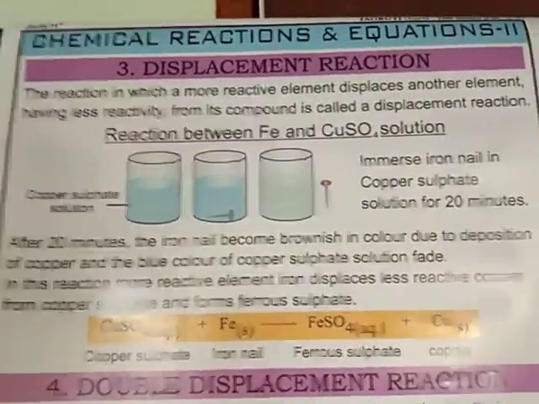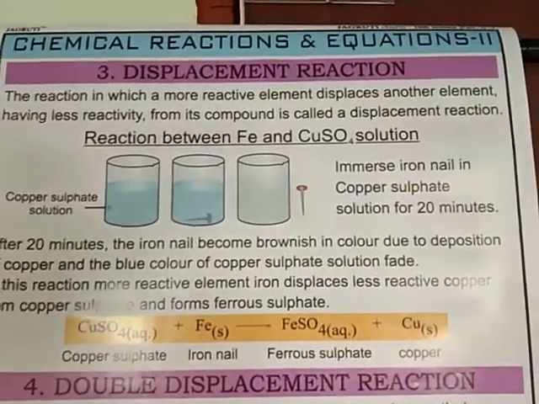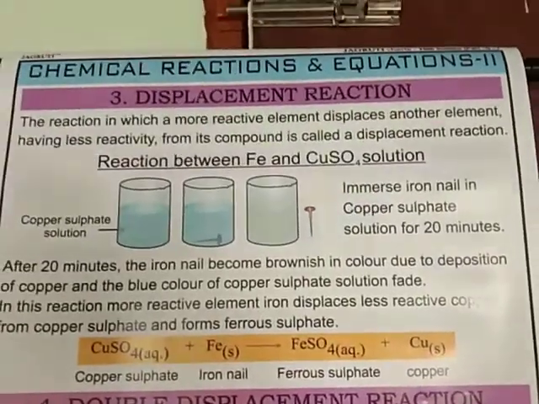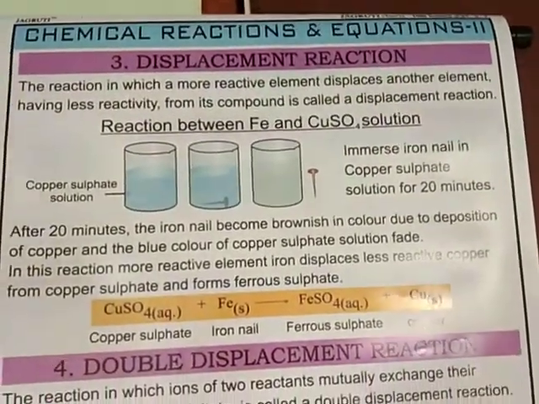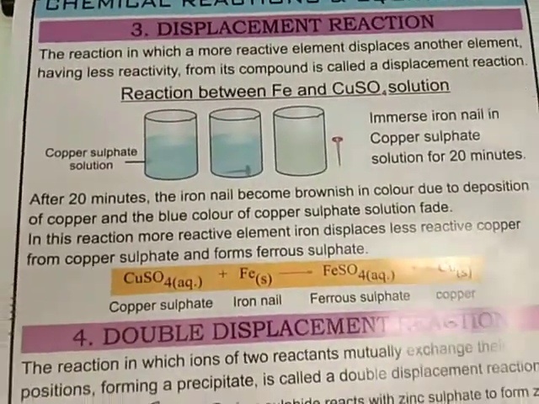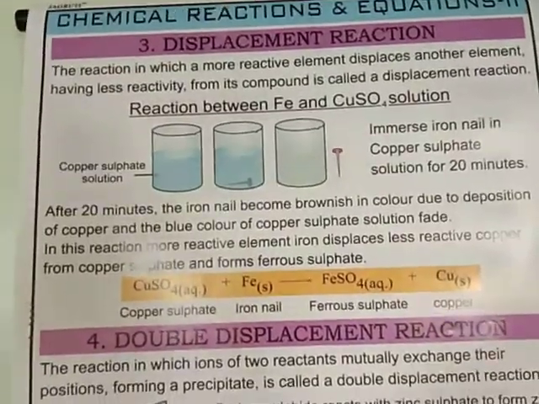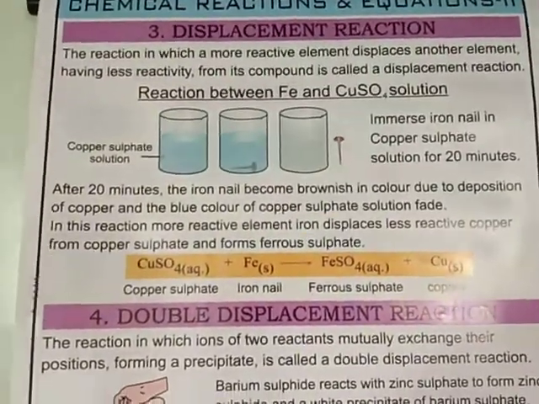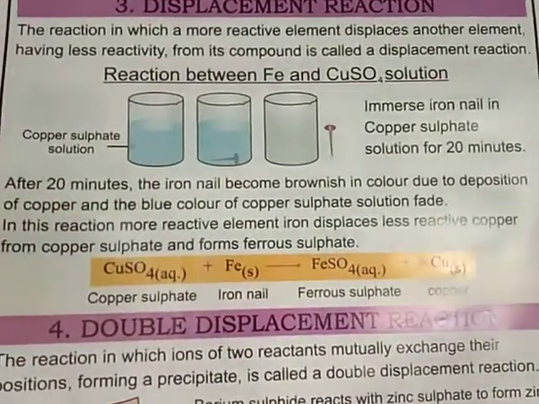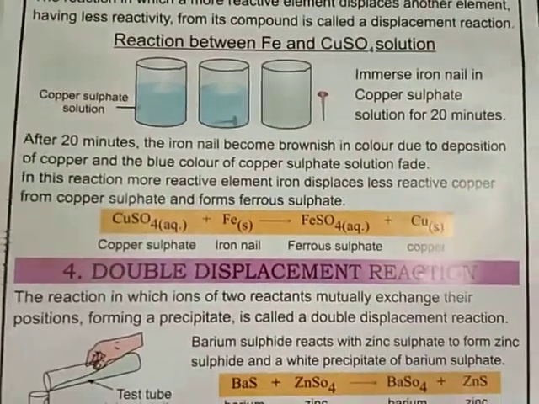Next point is displacement reactions. The reaction in which a more reactive element displaces another element having less reactivity from its compound is called a displacement reaction. Reaction between iron and copper sulfate solution: immerse an iron nail into the copper sulfate solution for 20 minutes. After 20 minutes, the iron nail becomes brownish in color due to the deposition of copper, and the blue color of the copper sulfate solution fades.